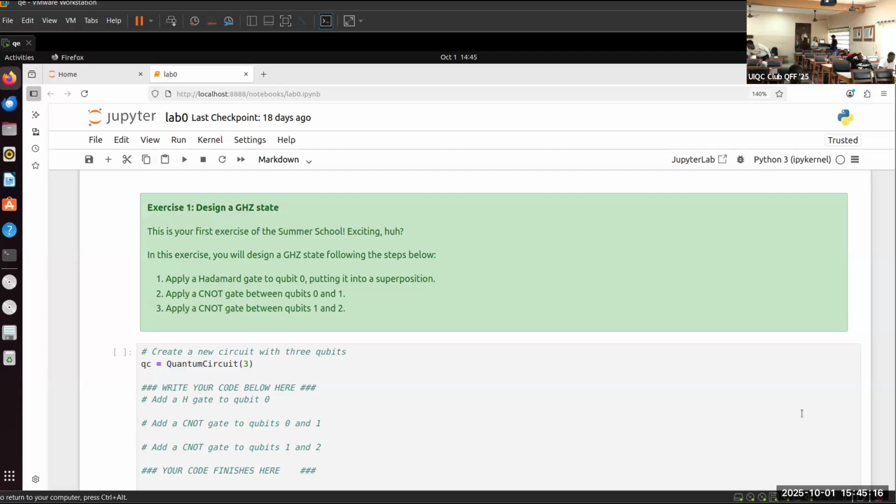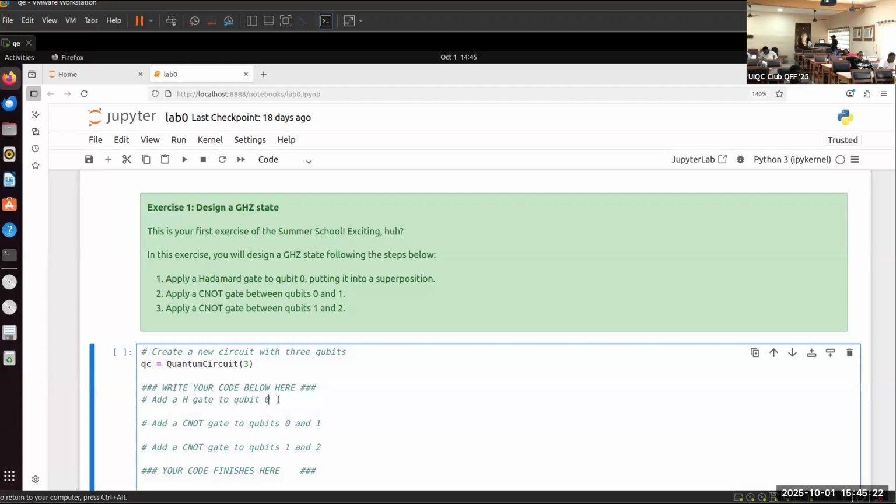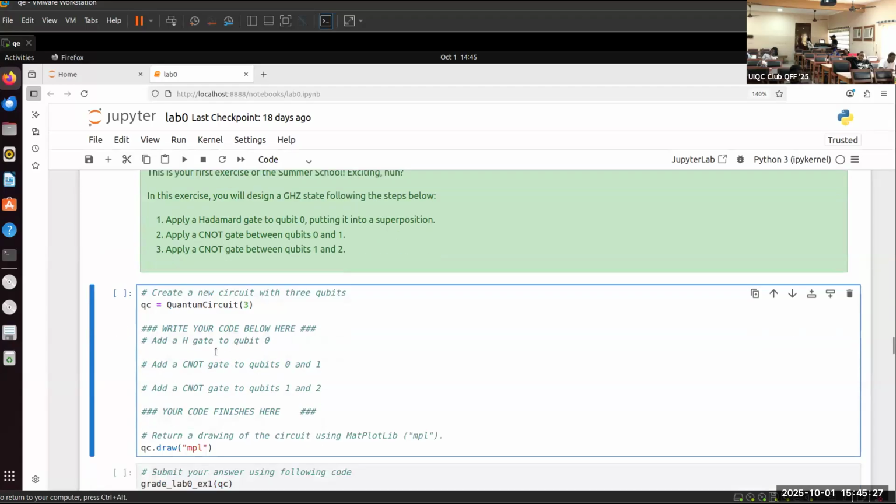All right. Okay. So now this is a typical example of how to add to the code. It says write your own code below here. Everything you want to write should be in between: write your own code below here, and your code finishes here. That means the required solution is supposed to be within this section of the code.